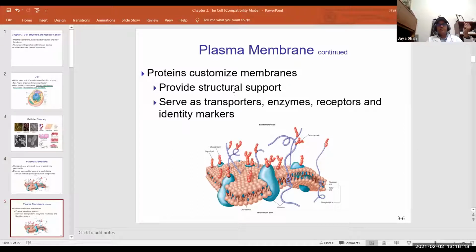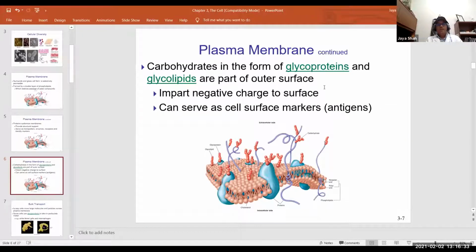Proteins in membranes provide structural support and serve as transporters, enzymes, receptors, and identity markers. Some of the proteins act as enzymes too, because they cause chemical reactions in the cells and activate changes in the function of the cells. Carbohydrates in the form of glycoproteins and glycolipids are part of the outer surface. You see glycoprotein and glycolipid. They impart a negative charge on the surface. So this is negative charge. That's why negatively charged material has a hard time getting inside. They can also serve as cell surface markers.